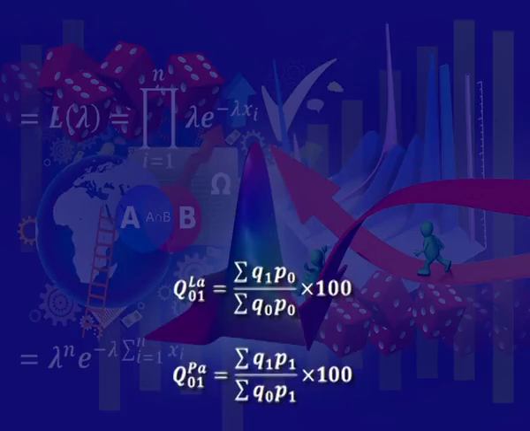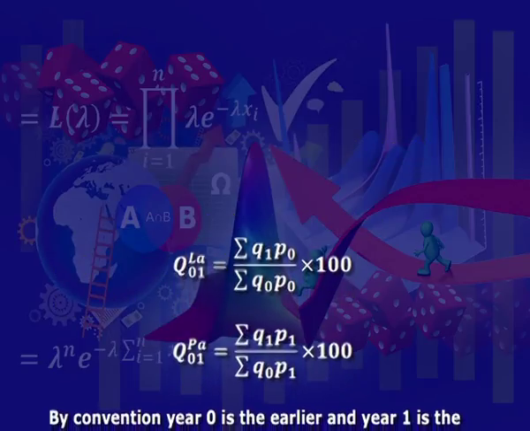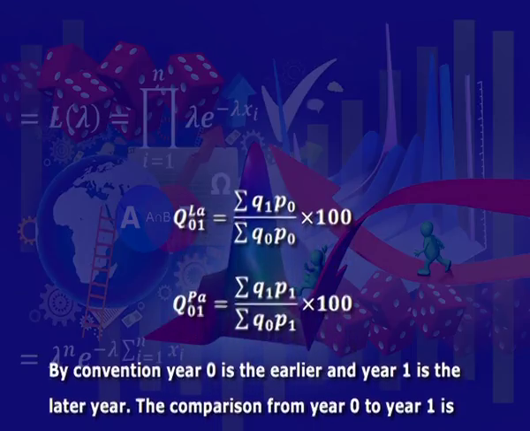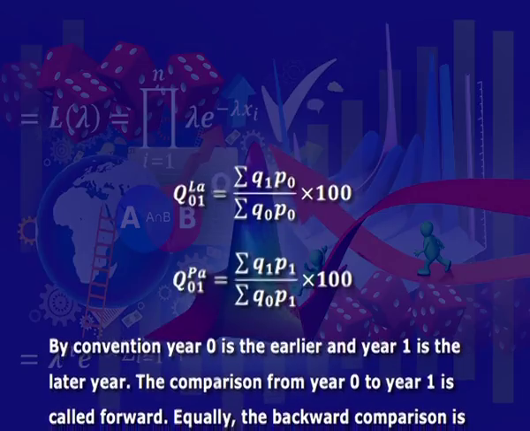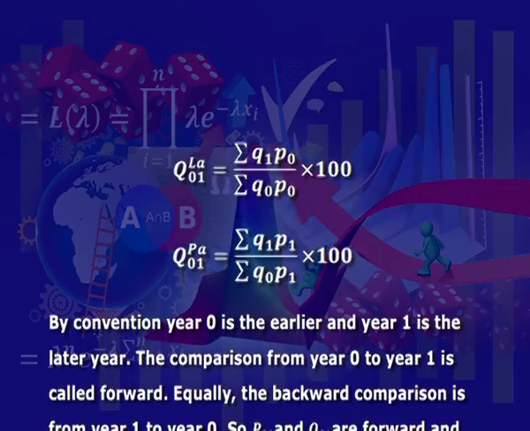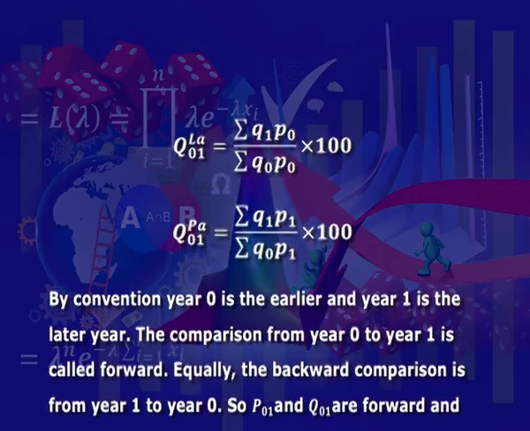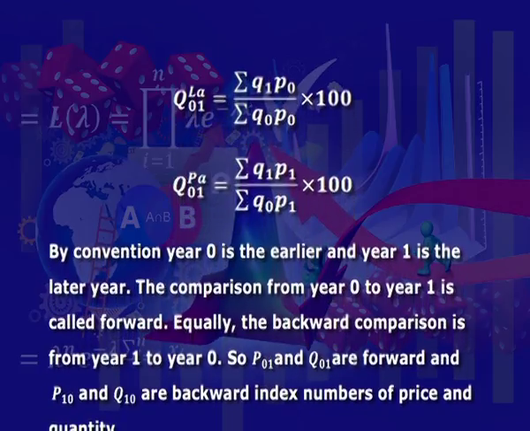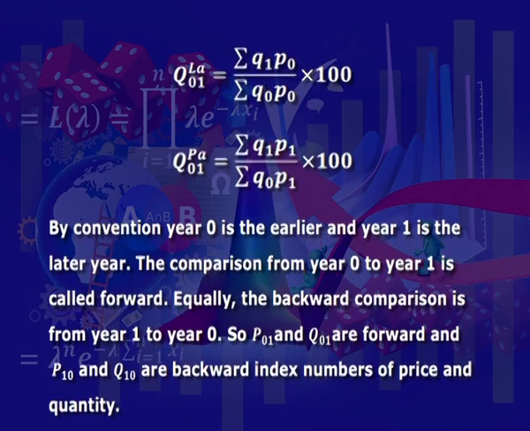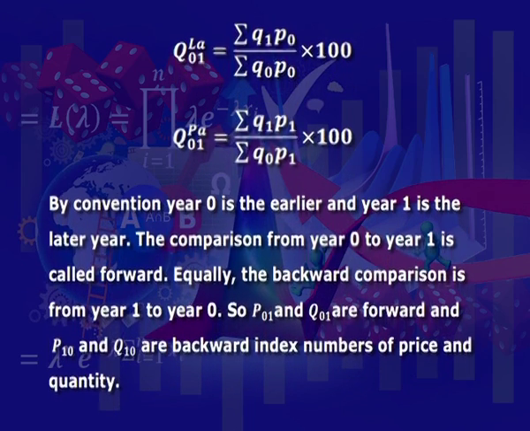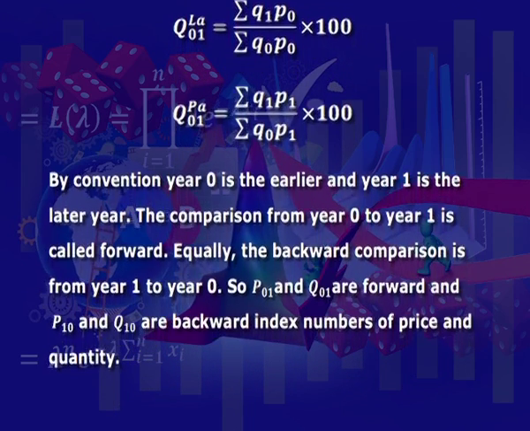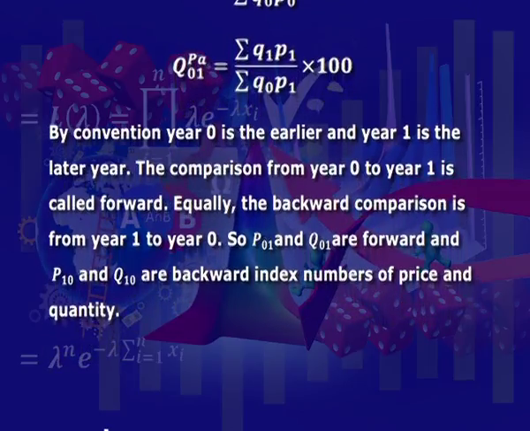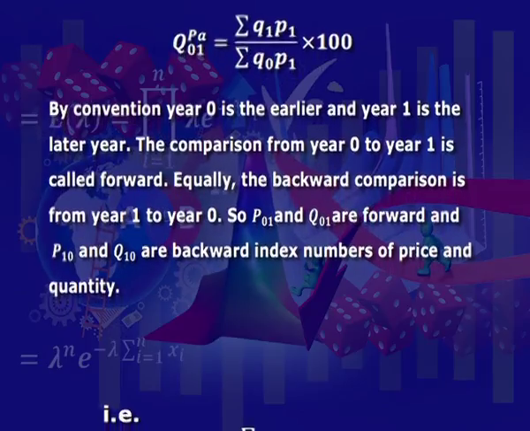The quantity index number given by Laspeyres is denoted by Q01LA, given by summation Q1P0 upon summation Q0P0 multiplied by 100, and the quantity index number given by Paasche is denoted by Q01PA, which is equal to summation Q1P1 upon summation Q0P1 multiplied by 100. By convention, year 0 is the earlier and year 1 is the later year.